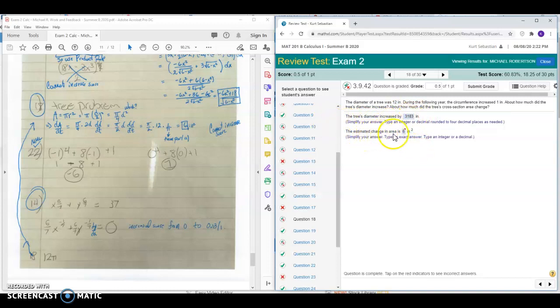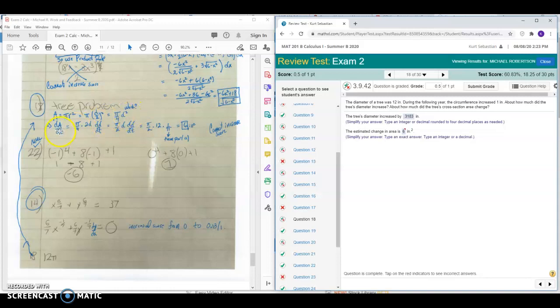So the estimated change in area, right? So we want to know about how much did the area change. In other words, what is dA/dt? So I need to know A in terms of the diameter. So A is pi r squared, but r is d over 2. So it's pi times (d over 2) squared, which if you simplify that, pi times d squared over 4, so pi over 4 d squared.